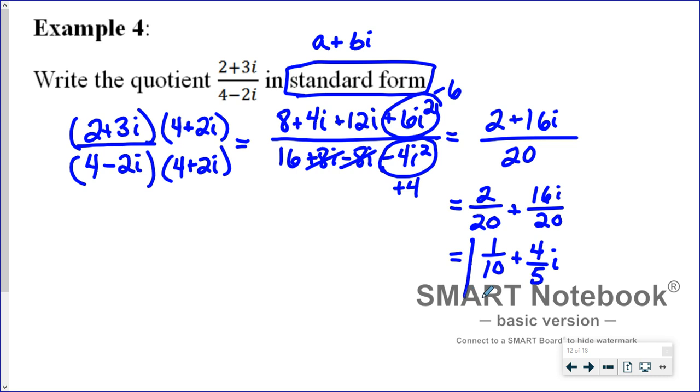So that is how you do division with complex numbers. So we just do it like that? Absolutely. After we get it, we just separate it. Any questions or concerns there? Yes? Somebody? No?